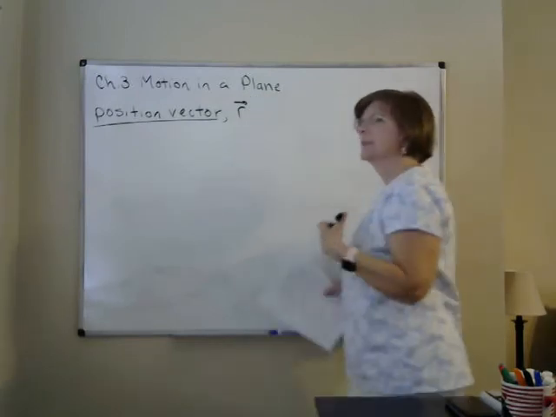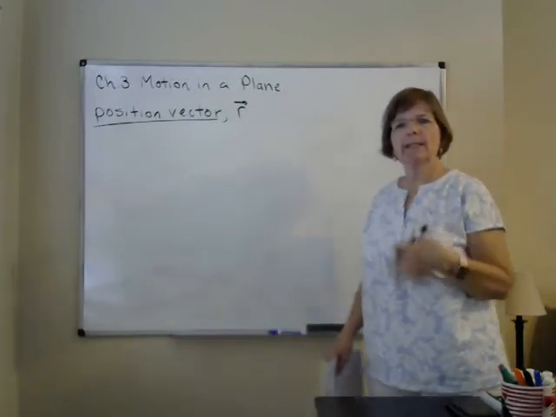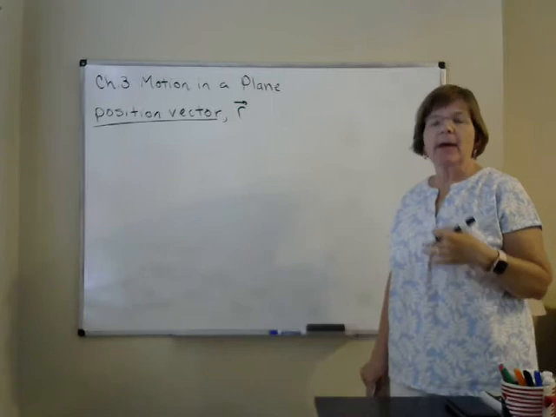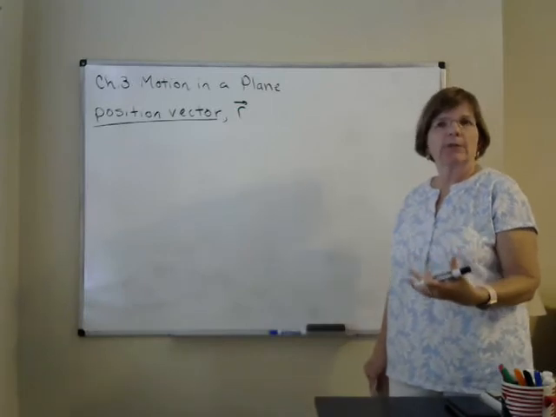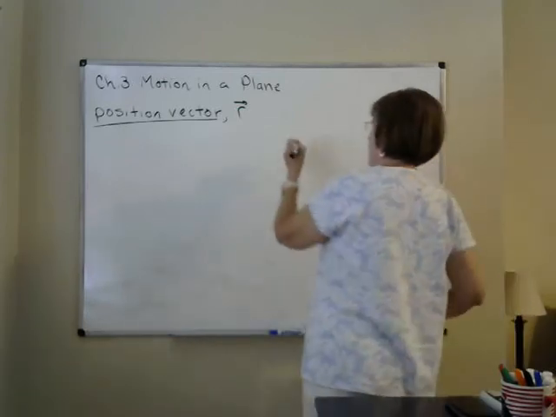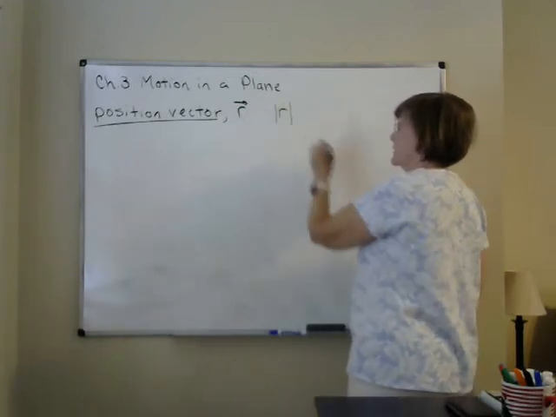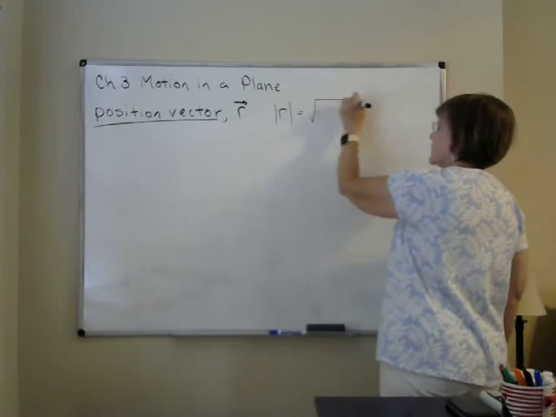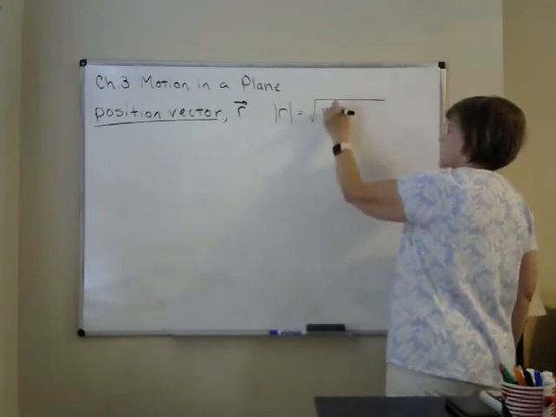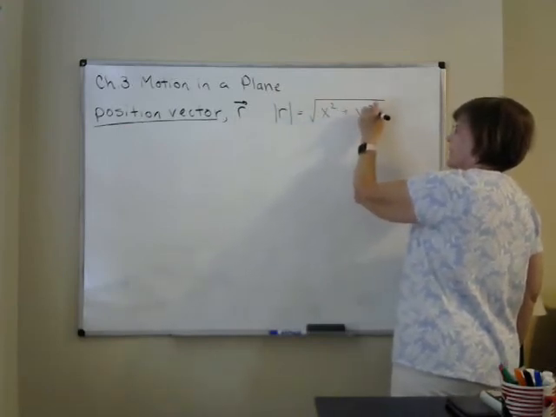Now, if you wanted to know what the magnitude of R is, it would be the magnitude of its x and y components combined. In fact, you could write it like the magnitude of R, sometimes we use absolute values for magnitude, would simply be the square root of its x component squared plus its y component squared.